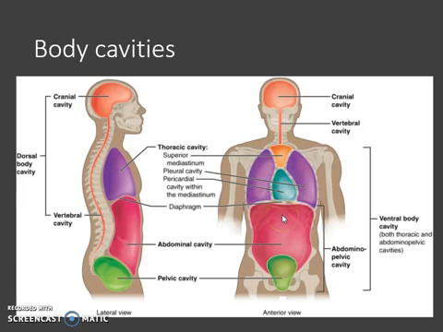The abdominopelvic cavity is further divided into the abdominal cavity, which is the cavity here in pink, and the pelvic cavity in green. The abdominal cavity primarily houses the digestive organs such as the stomach, the liver, and the intestines. And the pelvic cavity primarily includes the urinary system structures and the reproductive structures.